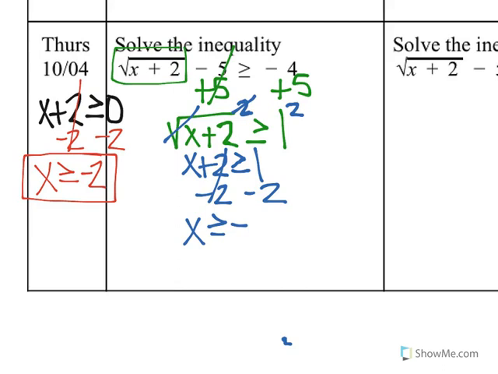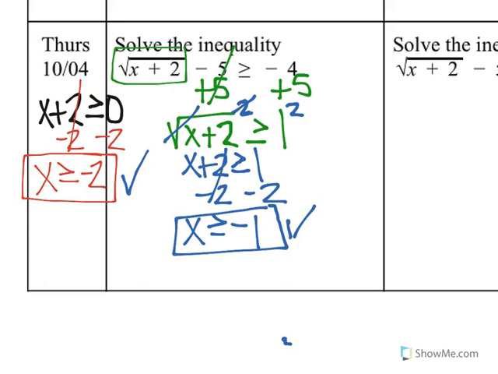So when solving the equation, we get a different stipulation than when we just solved for the domain, when we just solved inside the radical. So when we solved inside the radical, we got that x had to be greater than or equal to negative 2. When we actually solve the equation, though, we get x has to be greater than or equal to negative 1.